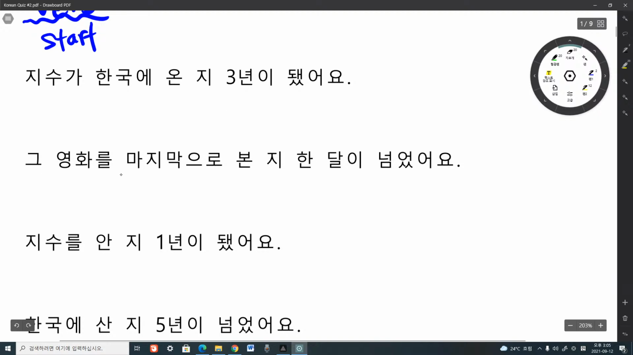그 영화를 마지막으로 본 지 한 달이 넘었어요. 아, 이스라 씨, 저는 한국어를 공부한 지 6달이 됐어요. 이스라 씨, you have been learning Korean for 6 months, right? Very fast application. 잘했어요. That was a perfect sentence.